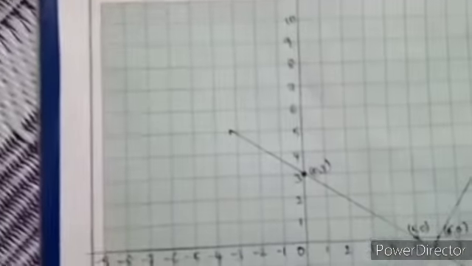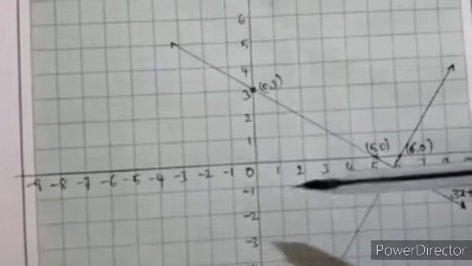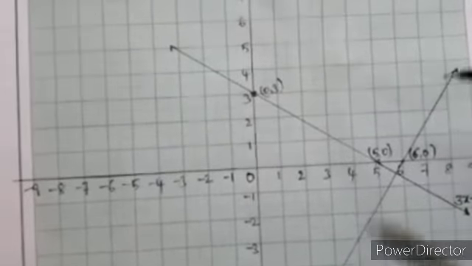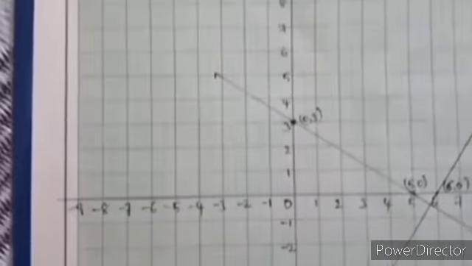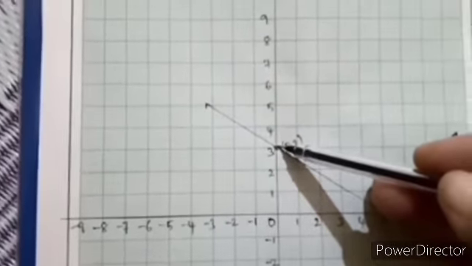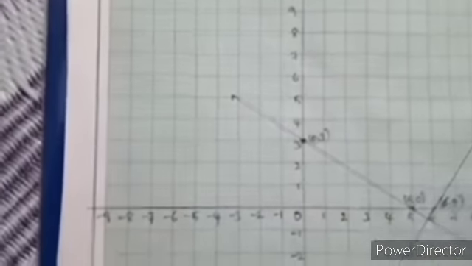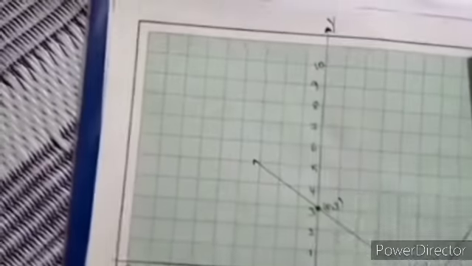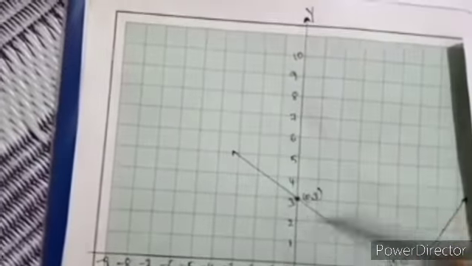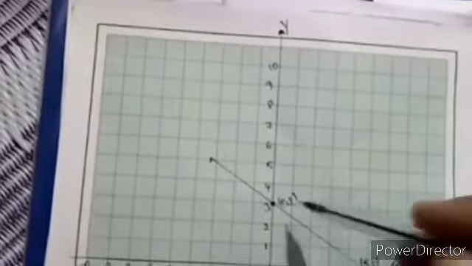First take a graph sheet and draw two perpendicular lines, x and y, and give the numbers as given in the graph paper. The first ordered pair is 0, 3, so x value is 0, y value is 3. This is the point 0, 3. And next 5, 0. We have two ordered pairs, 0, 3 and 5, 0, so we have to plot these two. After getting these two points, using a scale join them. It gives a straight line like this.